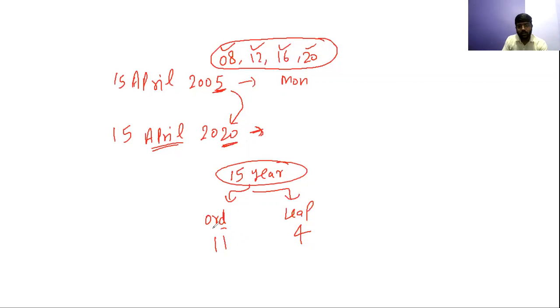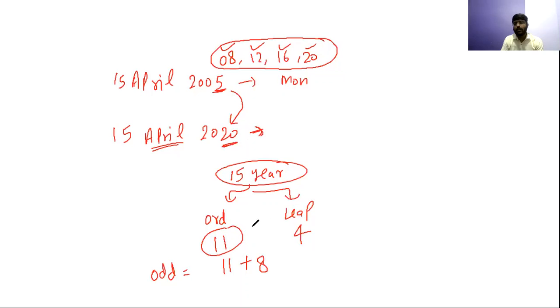In one ordinary year, there is one odd day. So there will be 11 odd days, plus in one leap year there are 2 odd days. So in 4 leap years, how many odd days will there be? 8 odd days. What I'm trying to get here is the odd days. How many odd days are there in 15 years? And that is the whole concept actually.